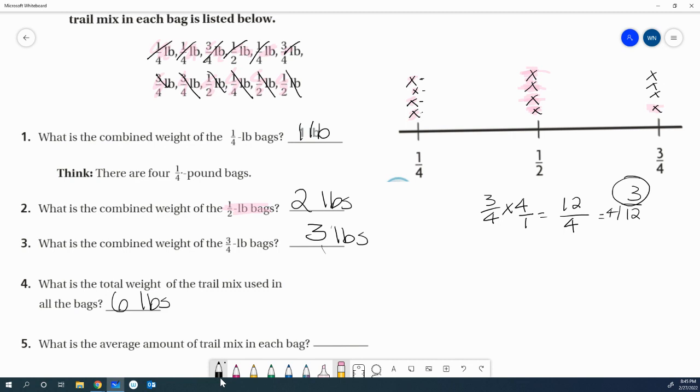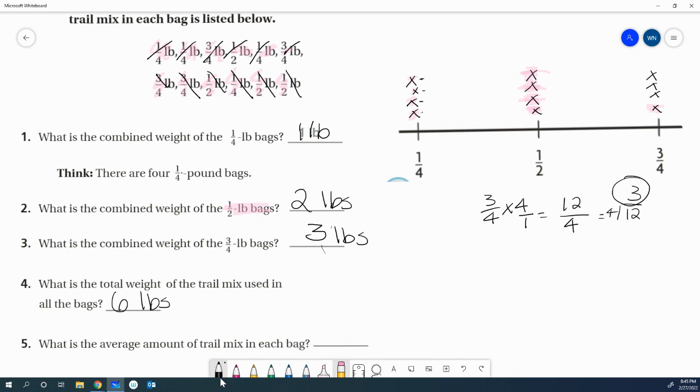So it asks us, what is the average amount of trail mix in each bag? Just to remind you, in order to find the average, you're going to add up everything and then divide by the number of things you added. Lucky for you, we've already added up all of the little portions of the bags, the quarter, the half, and the 3/4 pound bags. So we know there are 6 pounds across everything.